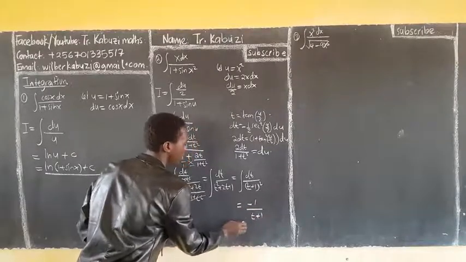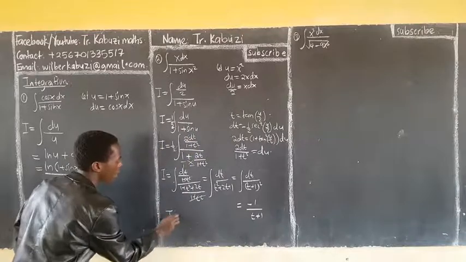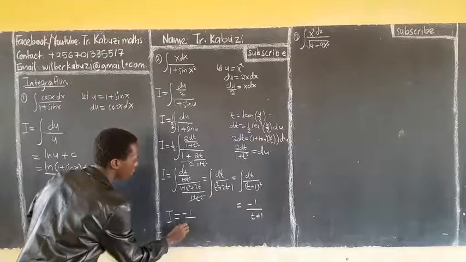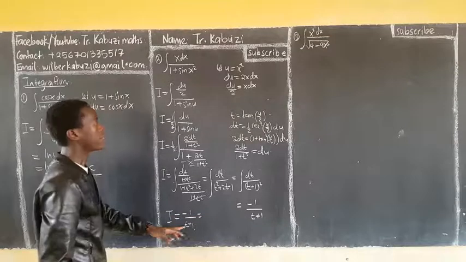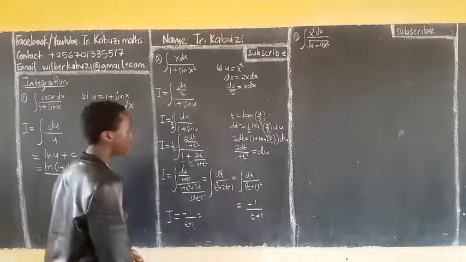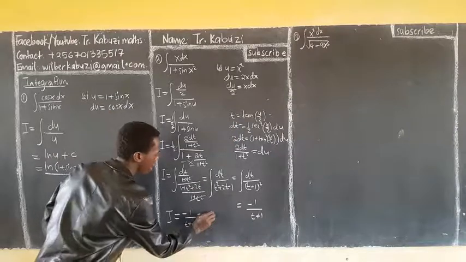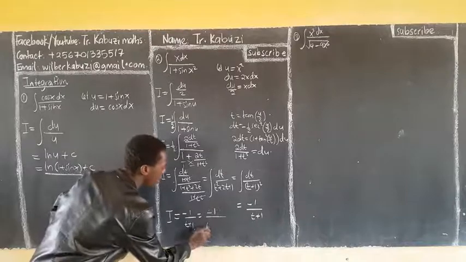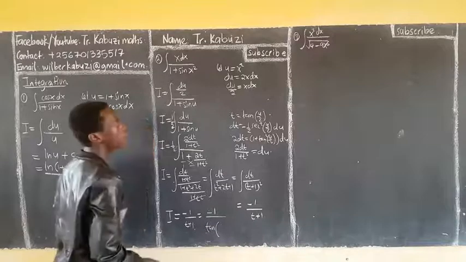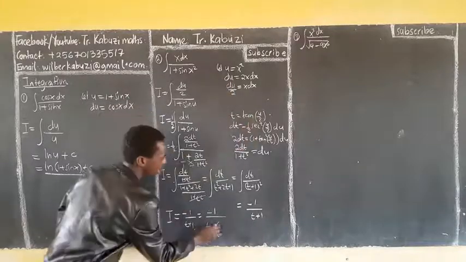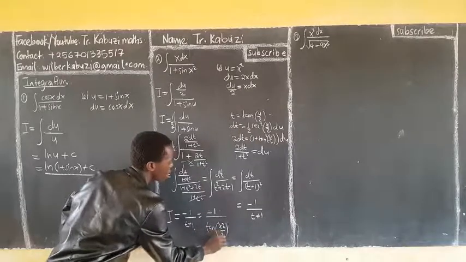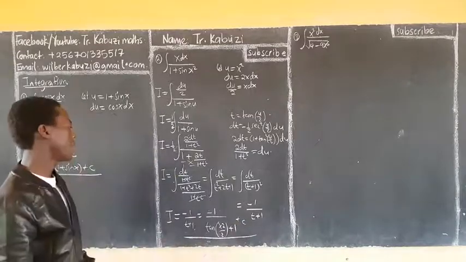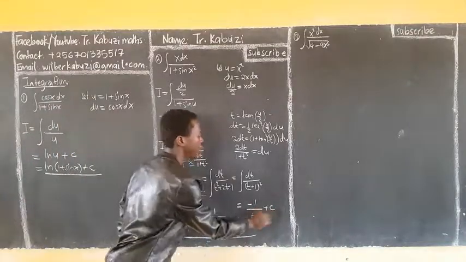So what is our t? From here, my integral is going to be negative 1 over t plus 1. Now we remove t. Our t was tan u, but our u was x squared over 2, so it is negative 1 over tan of x squared over 2, plus 1, plus the constant of integration. So that's our integral there.